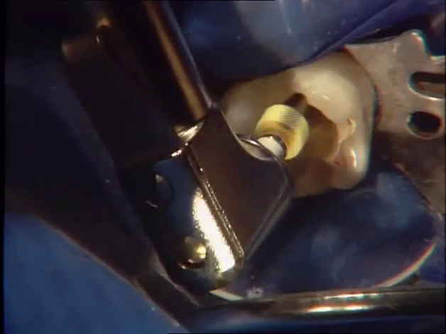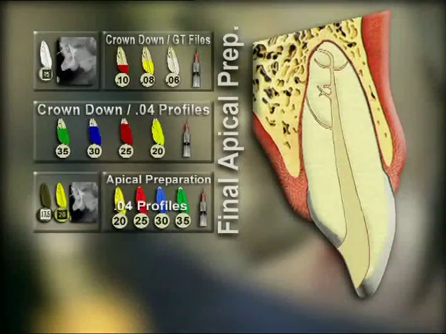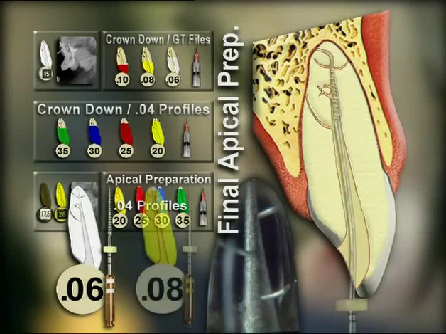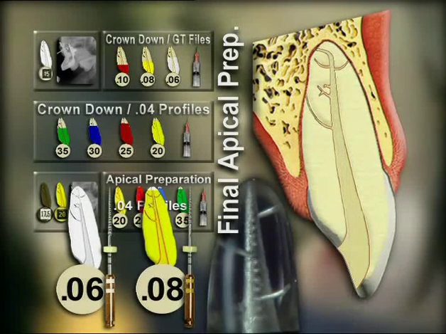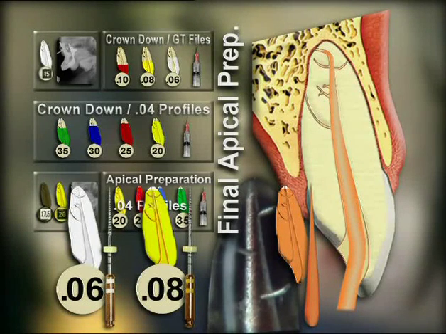In our patient, taper files of 0.06 are worked to the canal terminus, while the taper file of 0.08 is stepped back for about 1 millimeter. Now the canal has assumed the shape, and a gutta-percha cone can be fitted.